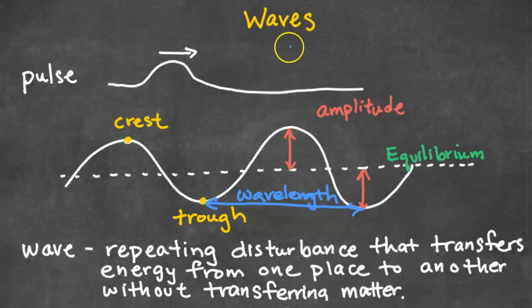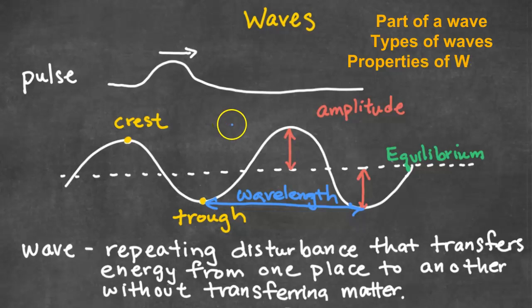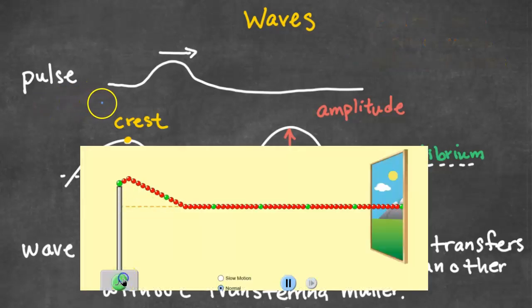In this video, we're going to cover wave basics. This will include parts of a wave, types of waves, as well as properties of waves, which include frequency and period. We're going to start off with the concept of a pulse. A pulse is a single brief disturbance that travels through a medium.